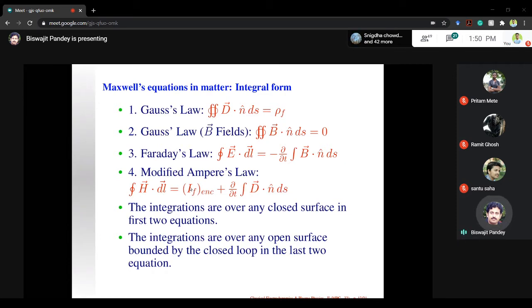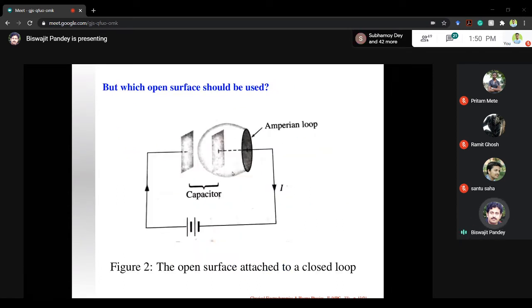So this current can be written in terms of current density. Now this J dot n dS must be across some surface. Which surface? That's the question. You see, if I take this flat surface, this shaded region here, suppose this is the surface.